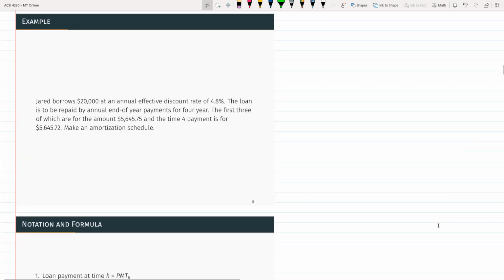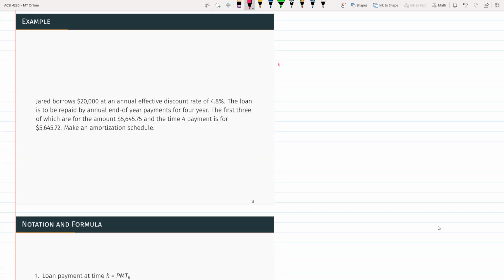Okay, so here's another example. Gerard borrows 20,000 at an annual effective discount rate of 4.8%. The loan is to be repaid by annual end-of-year payments for 4 years, the first three of which are for an amount of 5,645.75. Make an amortization schedule. So let's see how this is going to work.